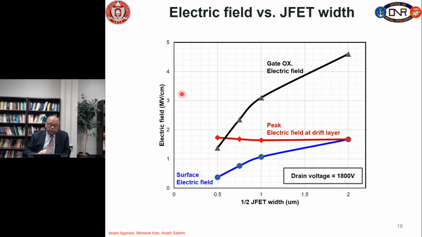at 1800 volts. And you can see that as the surface electric field in silicon carbide increases, the oxide field also increases by the ratio of 2.7, and the peak electric field doesn't change much. So we just have to keep our eyes on this oxide electric field.